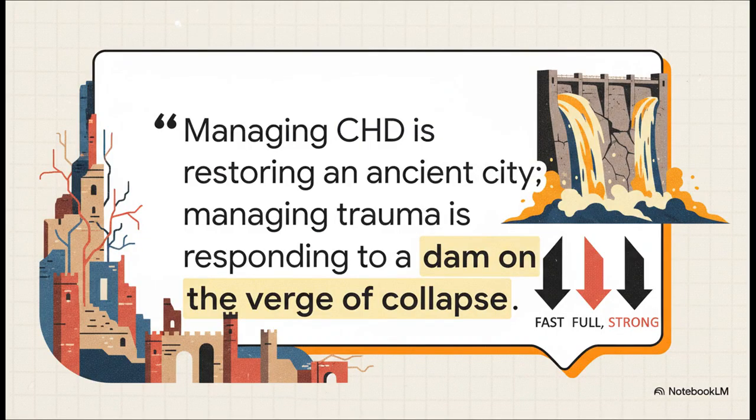So I think if there's one crucial point to take away from our entire discussion today, it's this contrast. Managing an adult with complex congenital heart disease, that's like being an architect restoring an ancient city. You need meticulous planning, and you must understand the complex, altered anatomy and physiology. On the other hand, managing acute cardiac trauma is like being an engineer at a dam that is actively cracking and about to collapse. It demands immediate, decisive action, all based on a few clear, life-saving principles. And for those moments, just remember, fast, full, and strong.